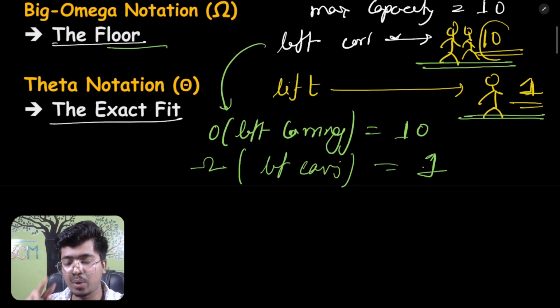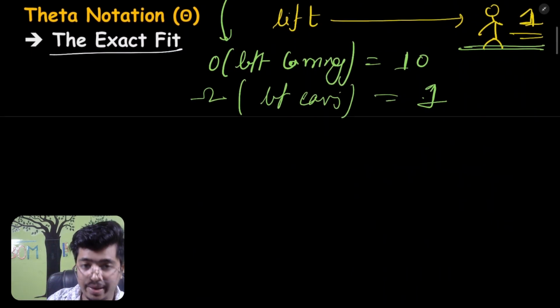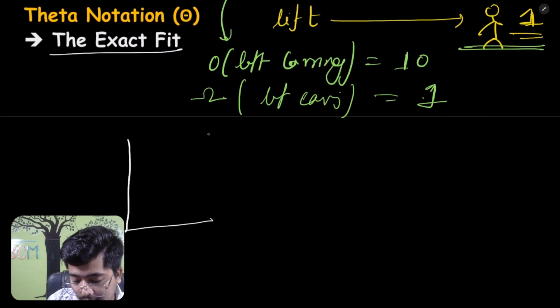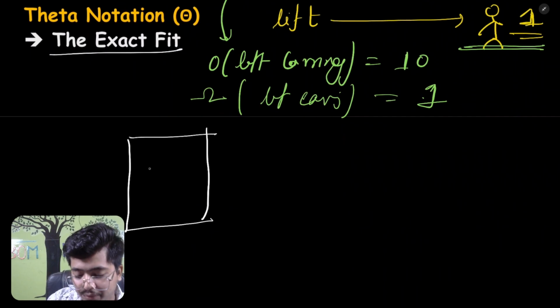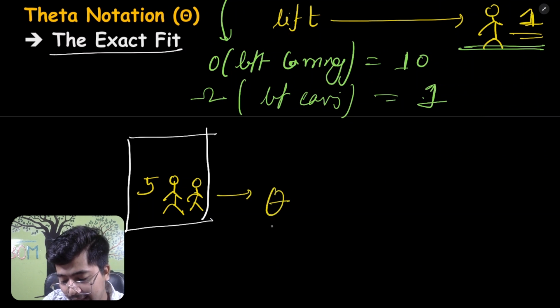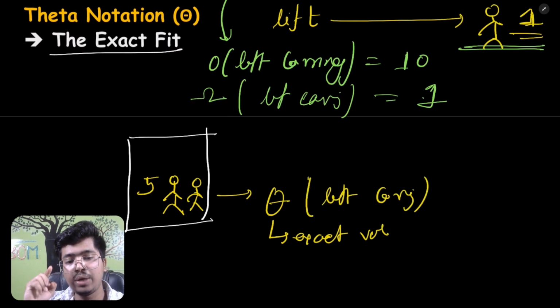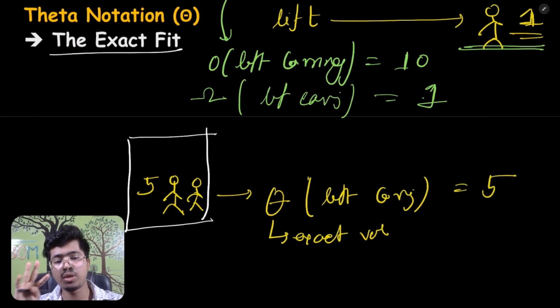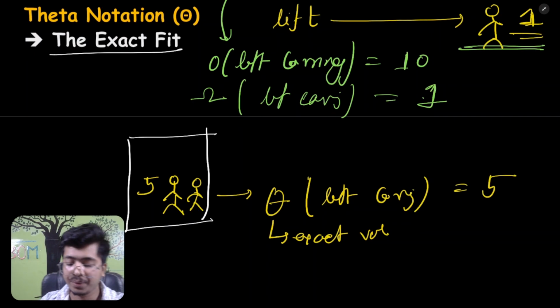Now let's look at another case. Here we just observed two cases. Now we are taking another lift. This lift has a capacity of carrying 5 people. If we want the theta value, that means the exact value of lift carrying, then what we will get is that it can carry only 5 people, so it will always provide the answer 5. That means the exact case. So this is what we will be looking at.